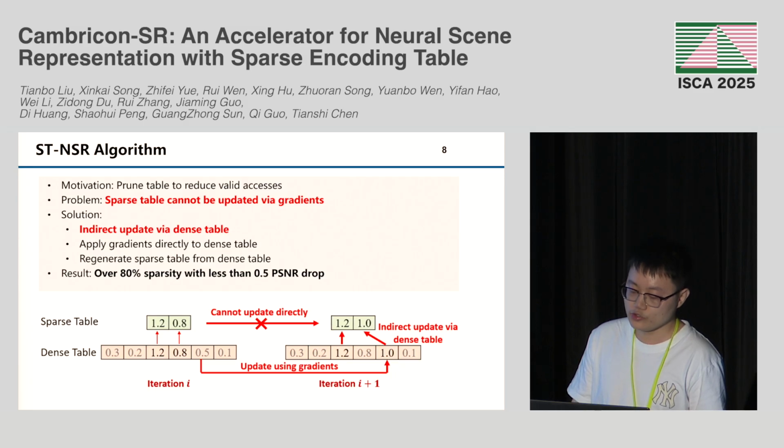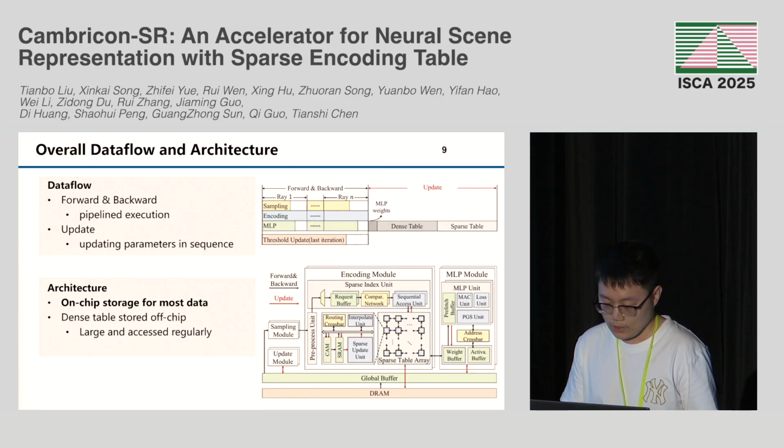In order to address this issue, we retain the unpruned encoding table for parameter updating, which we call the dense table. Gradients computed through backpropagation are directly applied to the dense table. After that, a new sparse table is regenerated from the dense table using the sparsity threshold. As a result, the ST-NSR algorithm can achieve over 80% sparsity with less than 0.5 PSNR drop.